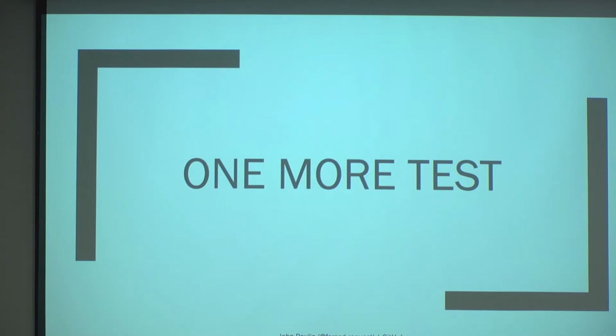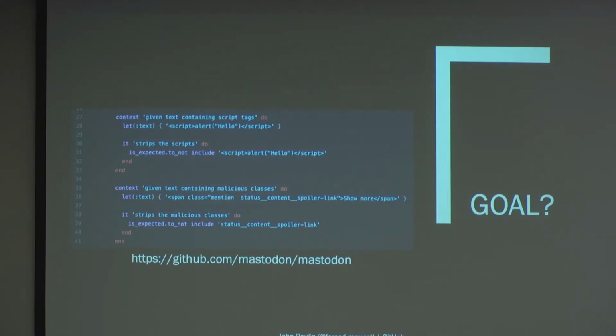So one more test I want to talk about. This is from Mastodon, the open source social network. I don't use it myself, but if you do, they have security tests, so that's good. The goal of this appears to me, at least, to be testing for some variant of cross-site scripting. So we're making sure things are stripping JavaScript tags, and below we're making sure things strip malicious classes. Not sure what a malicious class is.